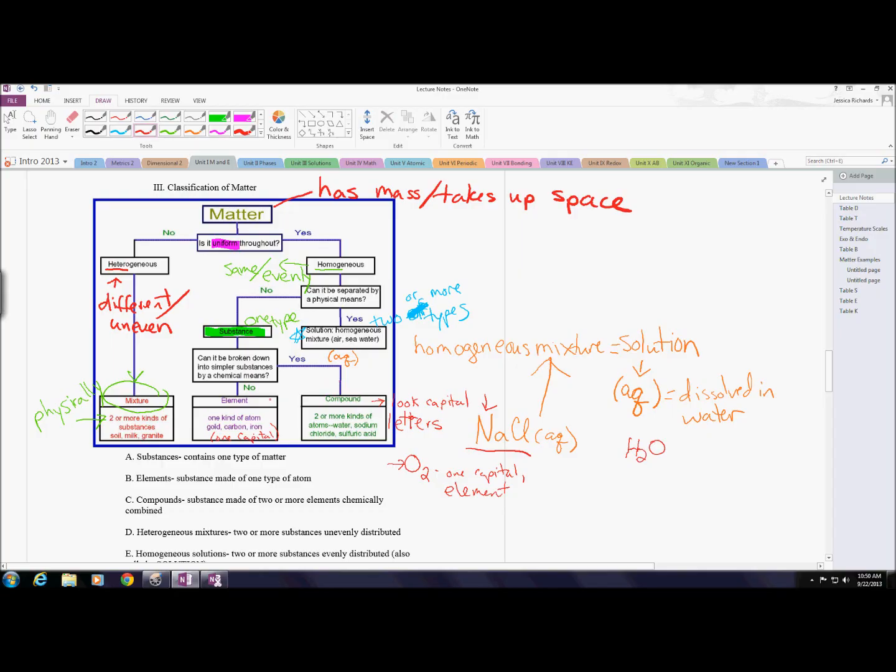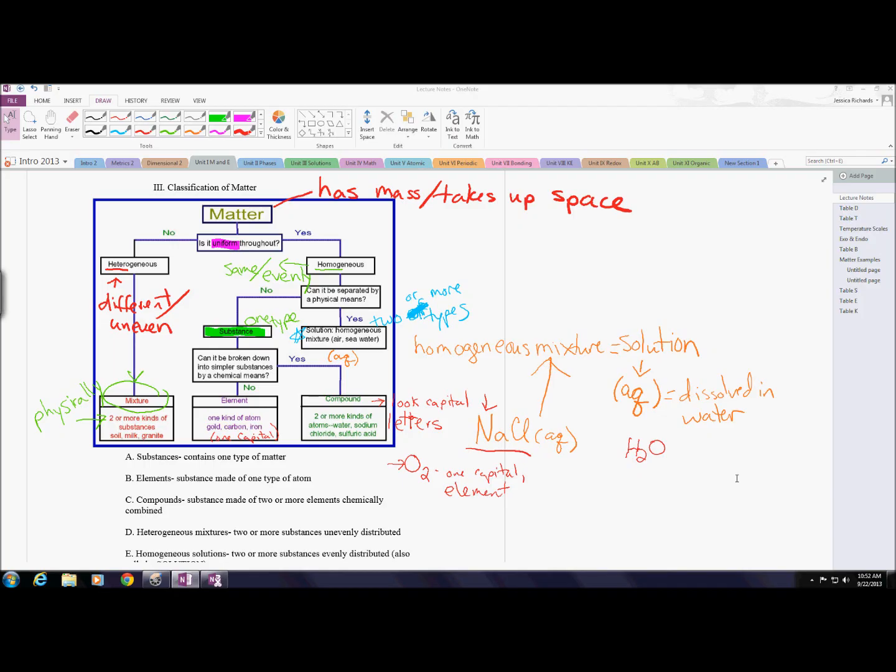So an element can't be broken down at all, neither physically nor chemically. It's made of only one type of atom, one capital letter when you write its formula. It is the simplest type of substance. These are the things that are on the periodic table. Compounds, two or more elements, chemically bonded together. You're looking for two or more capital letters.